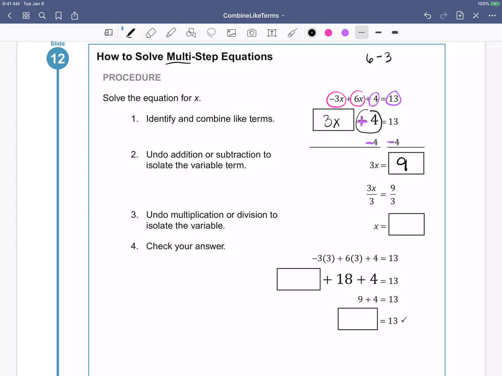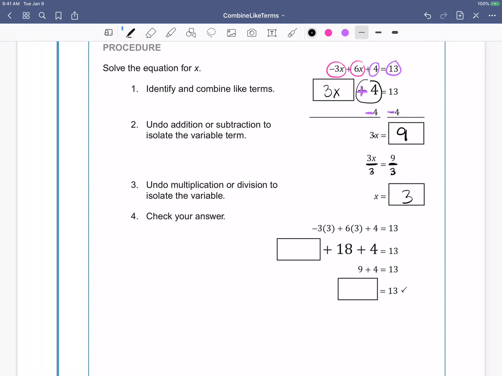Now once I do that, I need to do step 3, undo the multiplication or division to isolate the variable. When I do that, I'm going to, again, divide by 3. Because this is a multiplication, my opposite is the division. So I divide by 3. That's going to give me 9 divided by 3 is 3. Okay? Now the last step is to check your answer.